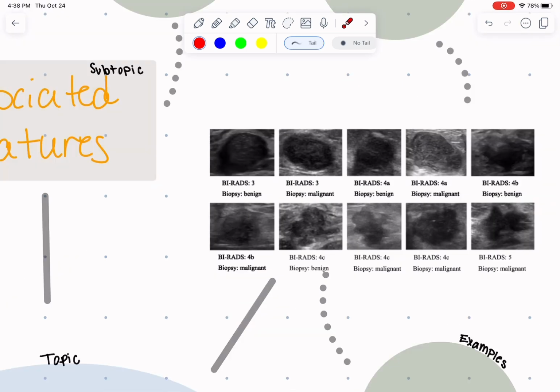And then here I just put some examples of some masses that have been biopsied, and that is all.